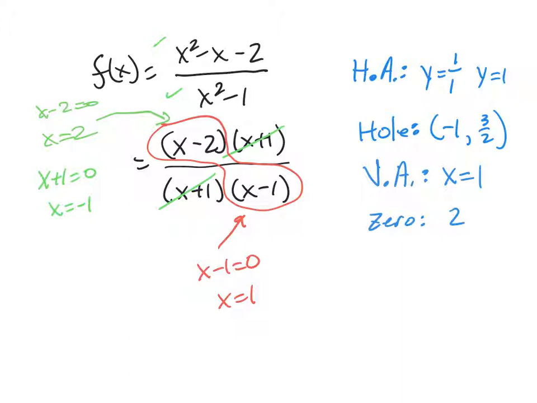Okay, so I ran through some examples from the chart. This is the idea. We're finding the 4 features. We examine the degrees to get the horizontal asymptotes, and then we factor to get the remaining 3 features. For holes, they cross out or cancel. For vertical asymptote, you look at the denominator, and for zeros, you look at the numerator. I hope this helped. Good luck, and we'll see you soon.